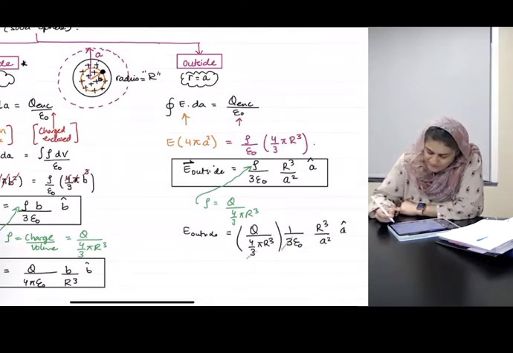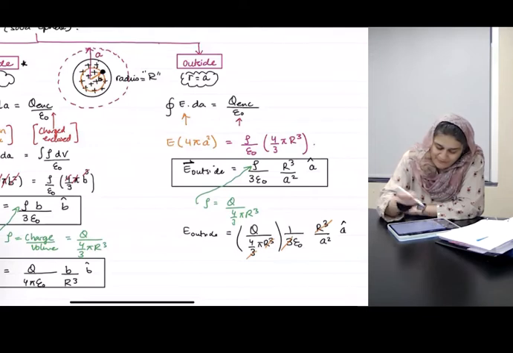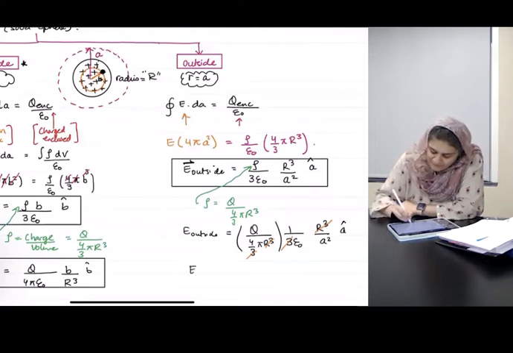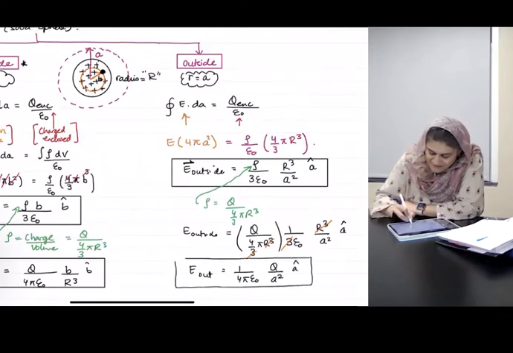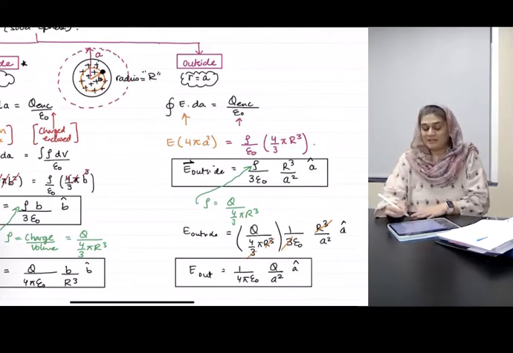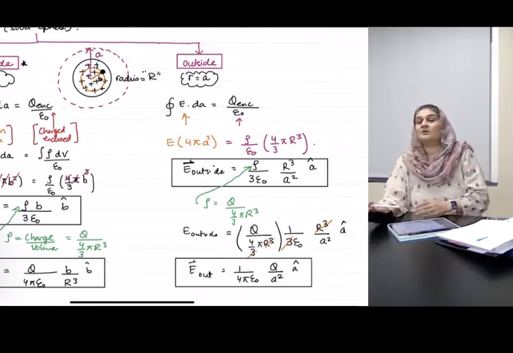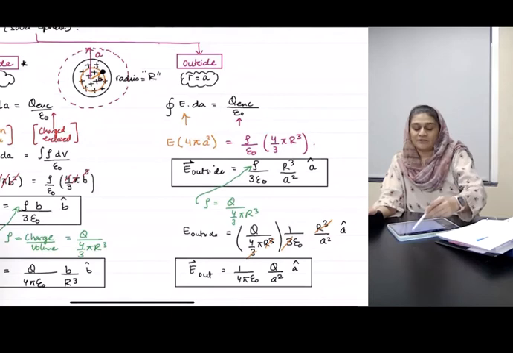Threes will go away, and r cubed will go away. And what am I left with? Drum roll. 1 over 4 pi epsilon naught Q over A squared A hat, which is identical to the E field created by a point charge.